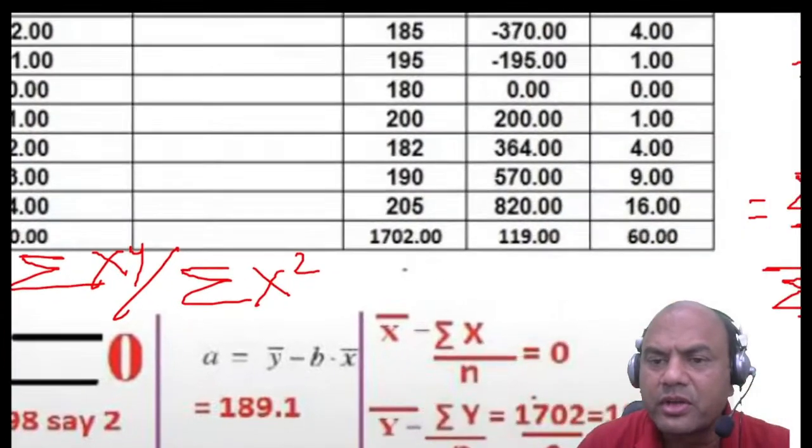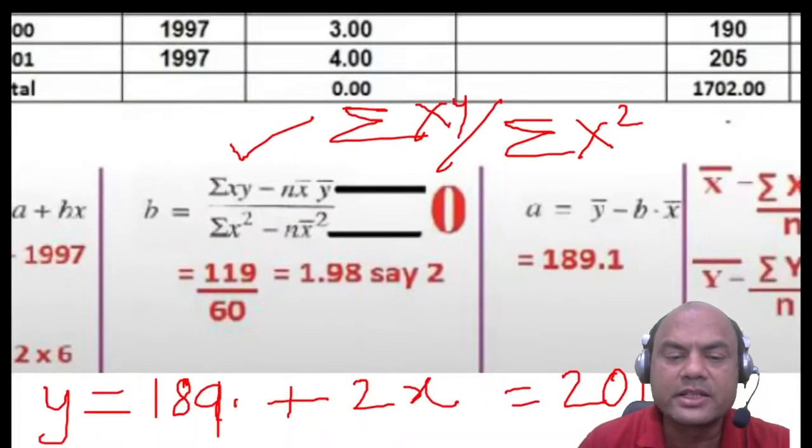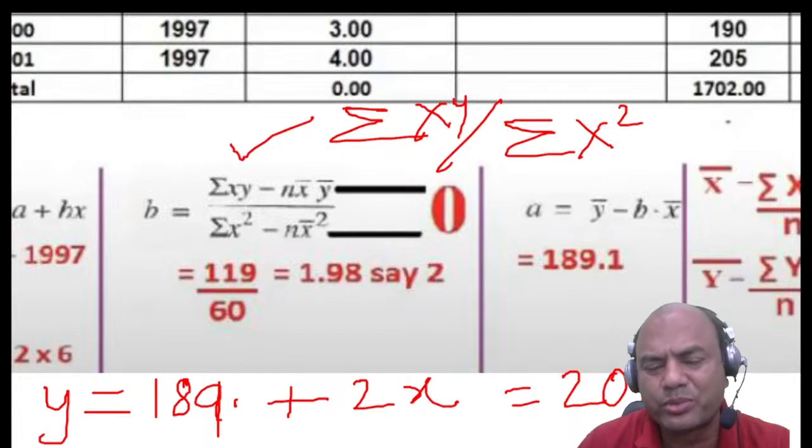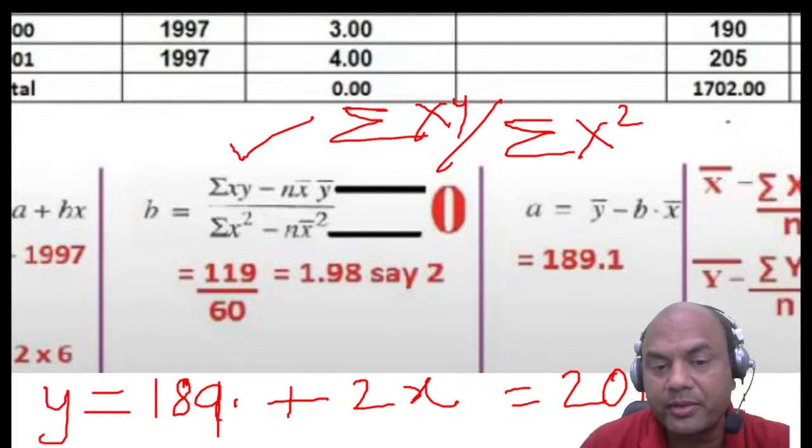This you already know. What is summation xy? Look at this, 119, upon what is summation x square? 60, right? So 119 upon 60, you'll get this answer 1.98. So roughly say 2. Okay. So roughly you'll be saying 2 over here. So now you got b.